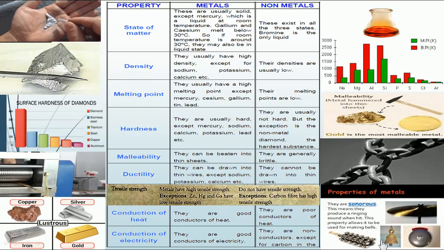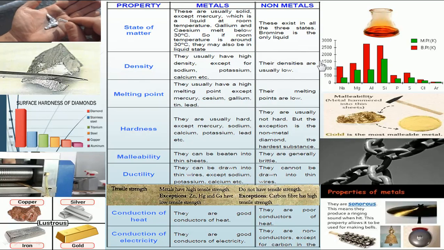So these are the properties we say for metals and non-metals. Compare the properties and then study. It will be very easy for you, my dear children. You can understand the concept very easily. So, physical state: metals are generally solids. Mercury is a liquid. Gallium melts when you hold it in your hands, but usually it's a solid. Non-metals are mostly available in three states: liquid, gas, solid. Only one non-metal is liquid, that is bromine.